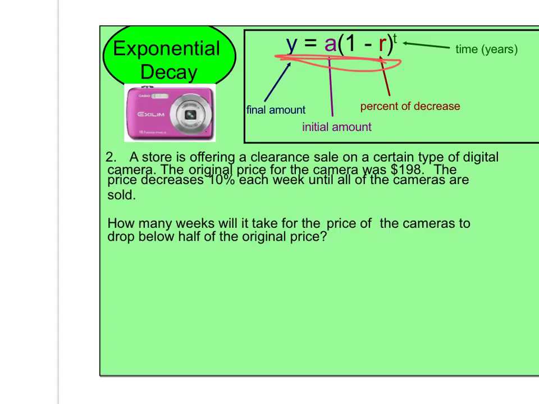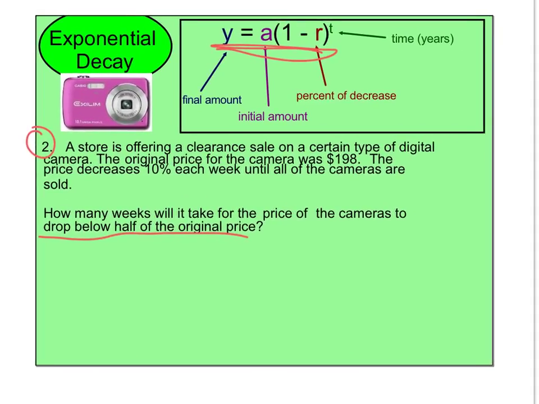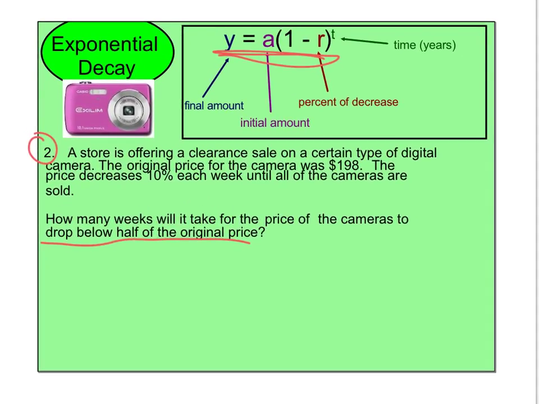So if I look at number 2, a store is offering a clearance sale on a camera. The original price is $198. It's dropping 10% each week until all the cameras are sold. How many weeks will it take for the price of the cameras to drop below half of the original price? So again, I'm looking for a time. This time, the time is not in years, it's in weeks.